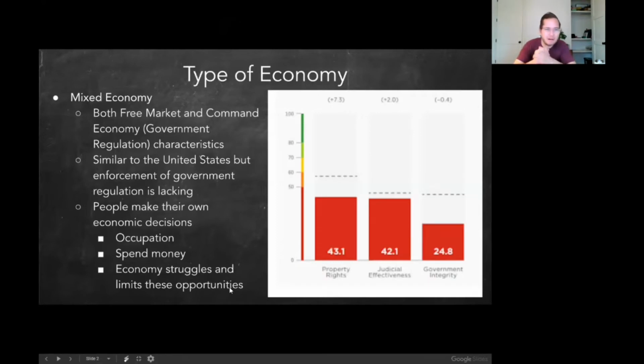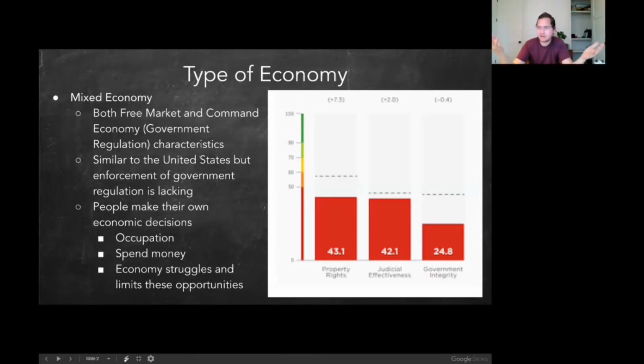So here we go. Type of economy. If you remember the types of economies, we have market, command, and then mixed is everywhere in the middle. Market is where the people have absolute control. The government is 100% hands off. Command is where the government's in control and the people don't get any say at all. But anywhere in between is technically a mixed economy.